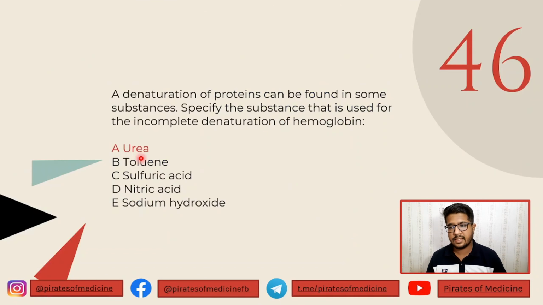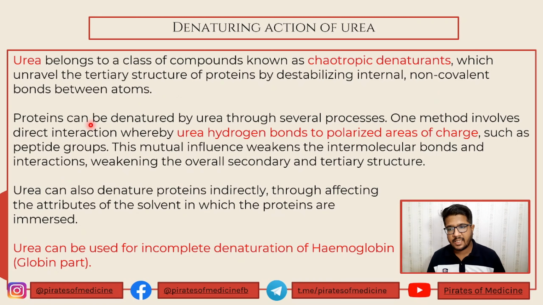So 46th is that a denaturation of proteins can be found in some substances. Specify the substance that is used for incomplete denaturation of hemoglobin. Basically, urea has a denaturation action. Urea belongs to a class of compounds known as chaotropic denaturants, which unravel the tertiary structure of proteins by destabilizing the internal non-covalent bonds between the atoms. So proteins are denatured by urea.